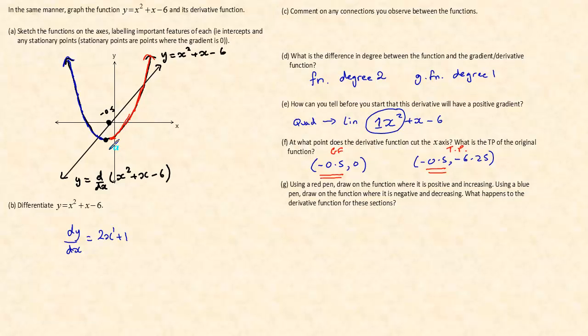So to the left of that, we can see the original function is decreasing, and note how the gradient function is negative. It's below the x-axis. As soon as the function becomes positive, the gradient function is above the x-axis, which is telling us that the gradient is positive. And where the gradient of the original function is 0 at the turning point, this crosses the x-axis, telling us that the gradient is 0.